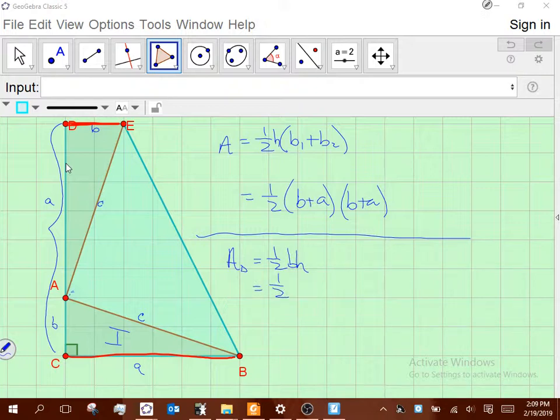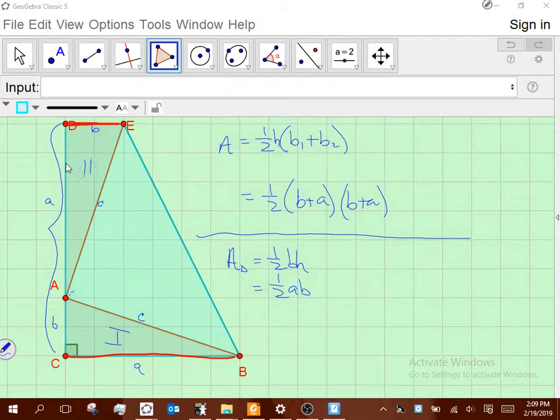Now, when we talk about base and height, they have to be perpendicular distances, and that's why I like these to be right triangles. My base in triangle number 1 would be A. My height would be B. Does that make sense? So I get 1/2 A times B.